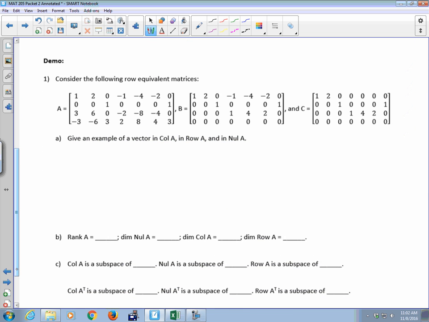All right, so I have three row equivalent matrices here, A, B, and C. It's just to save us time. We don't have to do any row reducing. They're already written out. I want to find an example vector in the column space, the row space, and the null space of A. All right, so let's look at the column space of A. So I just want one vector. I'm not looking for a basis or every vector.